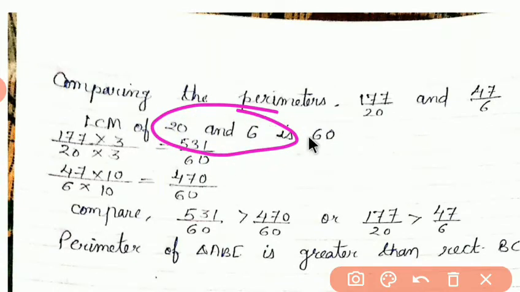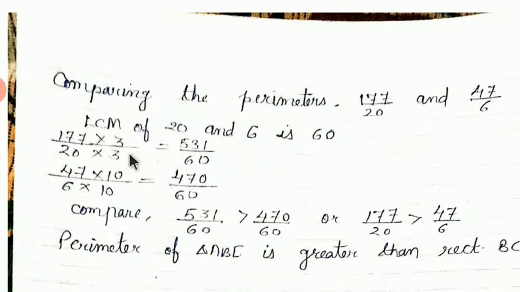So the LCM of 20 and 6 is 60. Now we'll change 20 to 60 and 6 also to 60. So by which number do we multiply 20 to get 60? By 3. So the numerator also we multiply by 3. So 177 into 3 is 531 upon 60. Then 47 by 6. Here again we have to change this 6 to 60, so multiply by 10. So the numerator 47 also we multiply by 10. So 470 by 60.